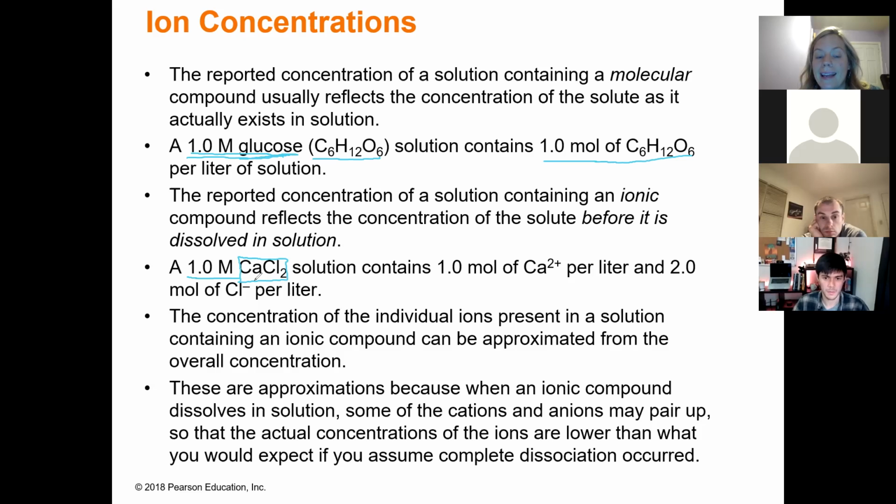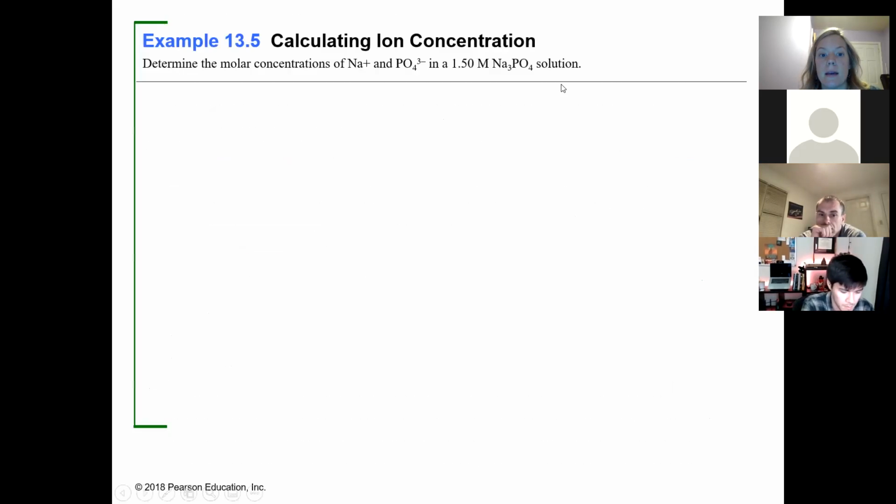Well, in every given solution, it will contain 1 mole of the calcium because I get 1 calcium for every 1 molecule, but it's going to actually contain 2 moles of the chlorine. Why are there 2 moles of chlorine? Because you get 2 chlorine ions for every 1 molecule that breaks apart. So you kind of get more bang for your buck. So you'll want to take the subscripts and multiply them by whatever the molar value is. If we go to the next slide, we can see an example of this here.